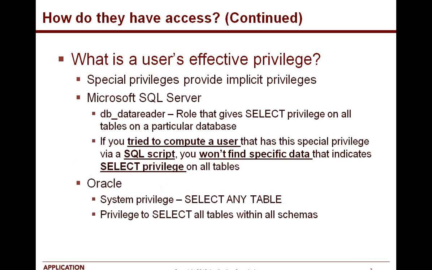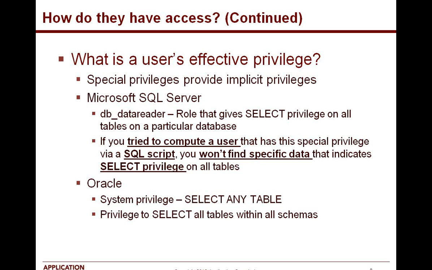There are other things within the database that could make things a little hairy, more like a spider web. You're really trying to understand how things are moving around with privileges. So there are special privileges within databases, and here's an example with Oracle and SQL Server that provide implicit privileges. If you look at SQL Server, there's a role there called db_datareader. And this role gives select privilege on all tables in a particular database. So, for example, tempdb.db_datareader is a role for the tempdb database within SQL Server.